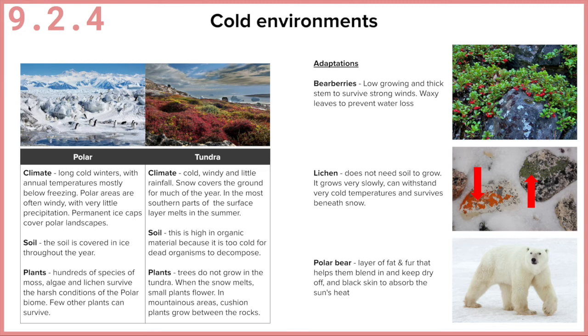And you can see two examples in this picture. So we've got some orange lichen here and some green and black lichen as well. So there are hundreds of different variations of lichens and moss.